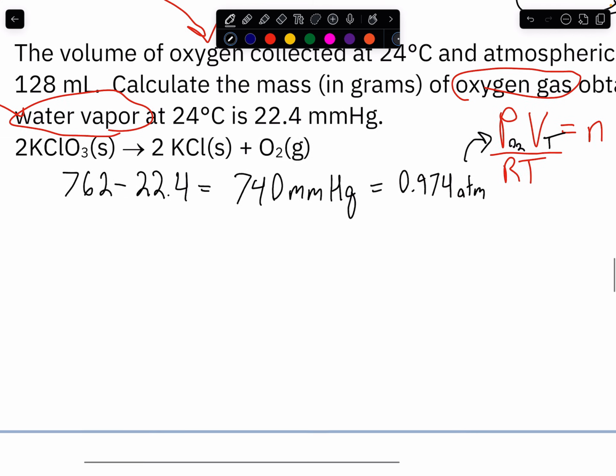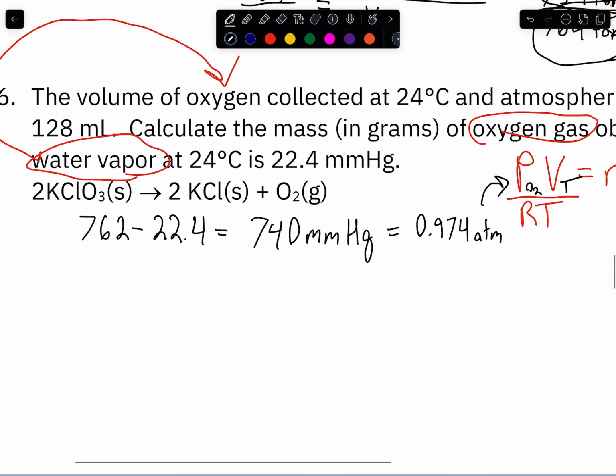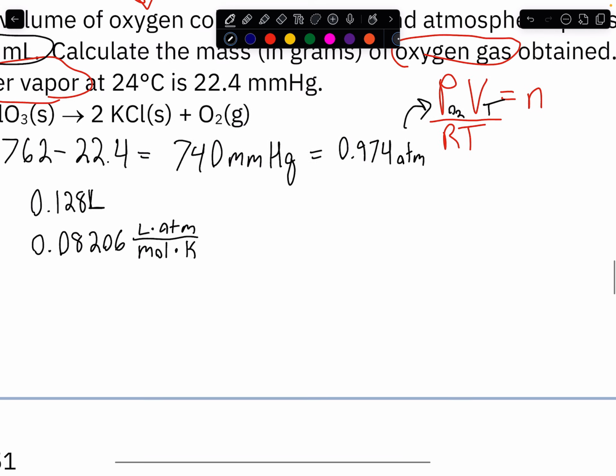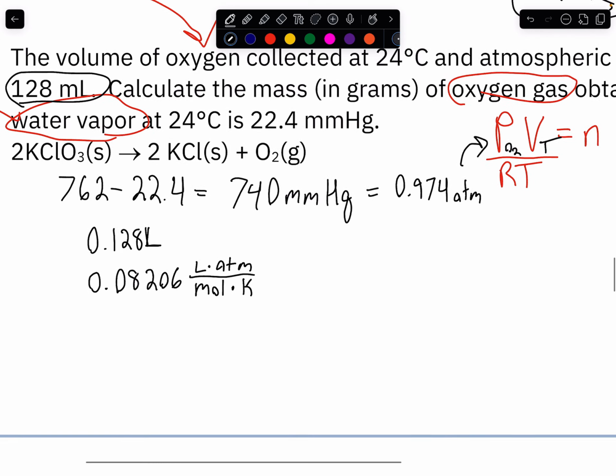So we have our atmospheres. This is our total volume. I'm just going to reuse that. It's technically 0.128 liters. Our R is going to be 0.08206, and that's our R constant, which is technically liters times atmospheres over moles times Kelvin.